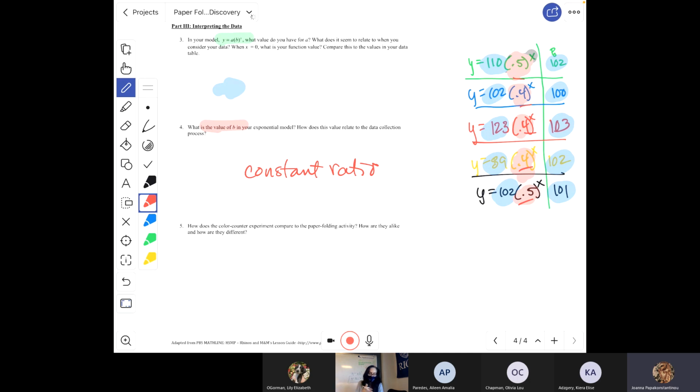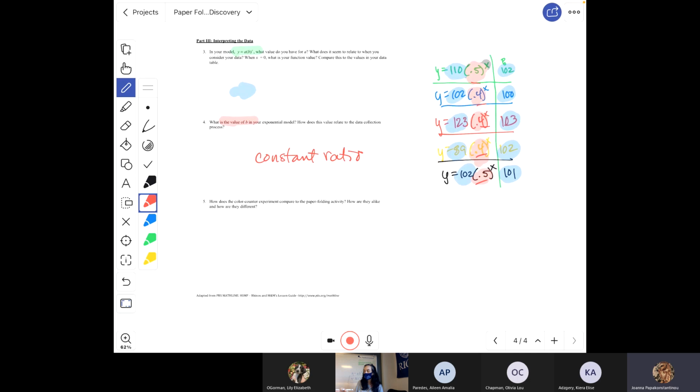So how does this compare? Well, with the paper folding, it was exact. We could calculate that constant ratio. However, this is real data that we're collecting. Now, can anybody think of an example maybe that's very relevant to our world, especially from starting last year, of where we might see a model like this?